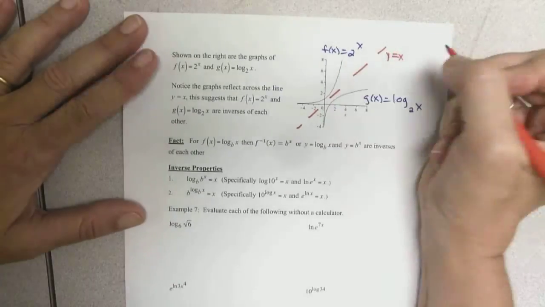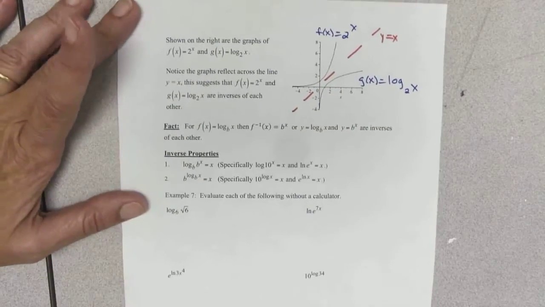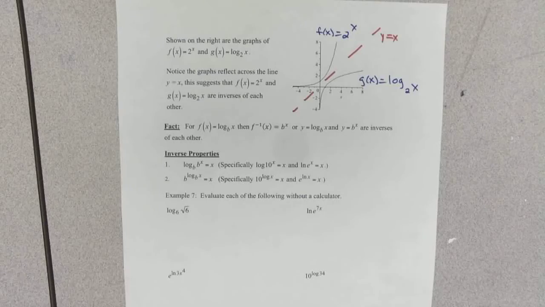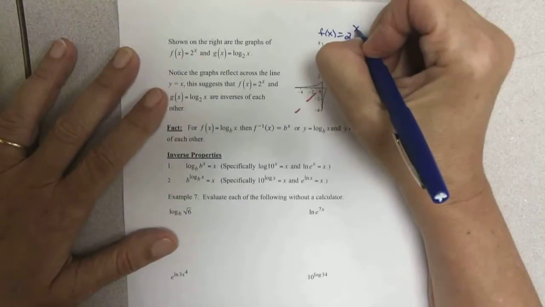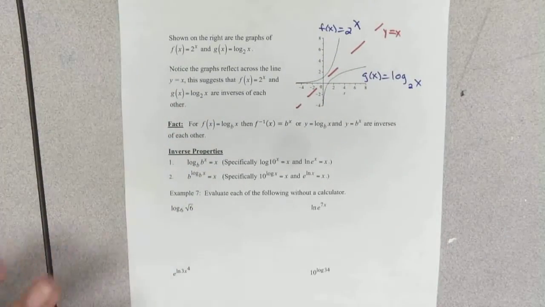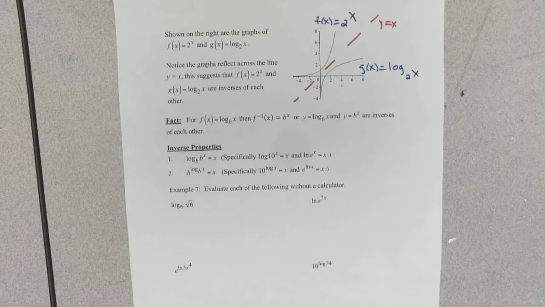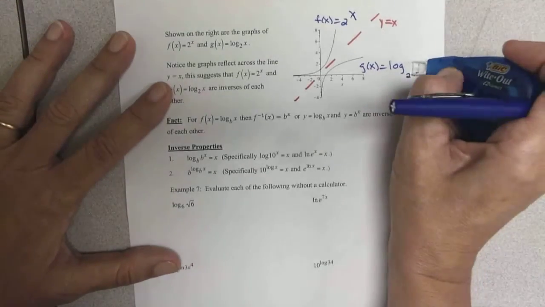And that's the line y equals x. And notice that if I was to take my paper and fold it across the line y equals x, those two graphs would lie on top of each other. That concept is reflection, that those two graphs reflect across the line y equals x.